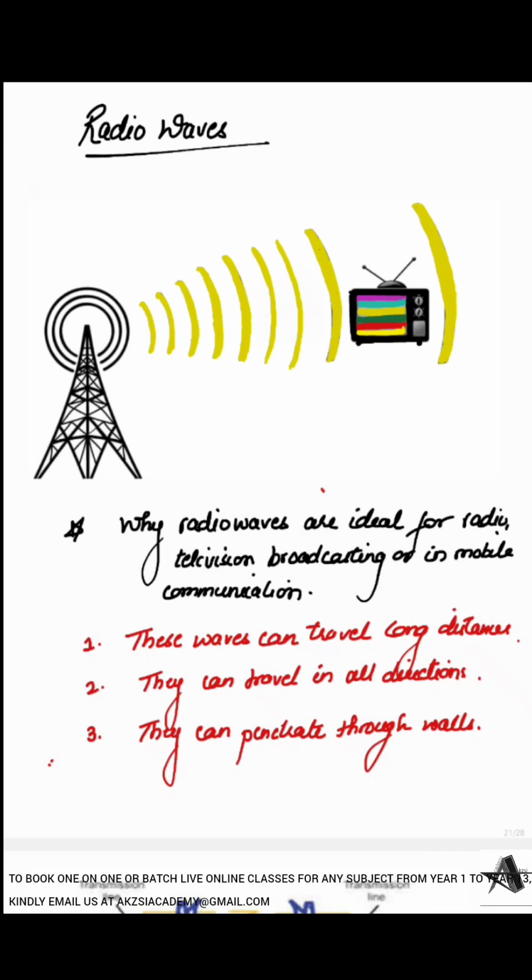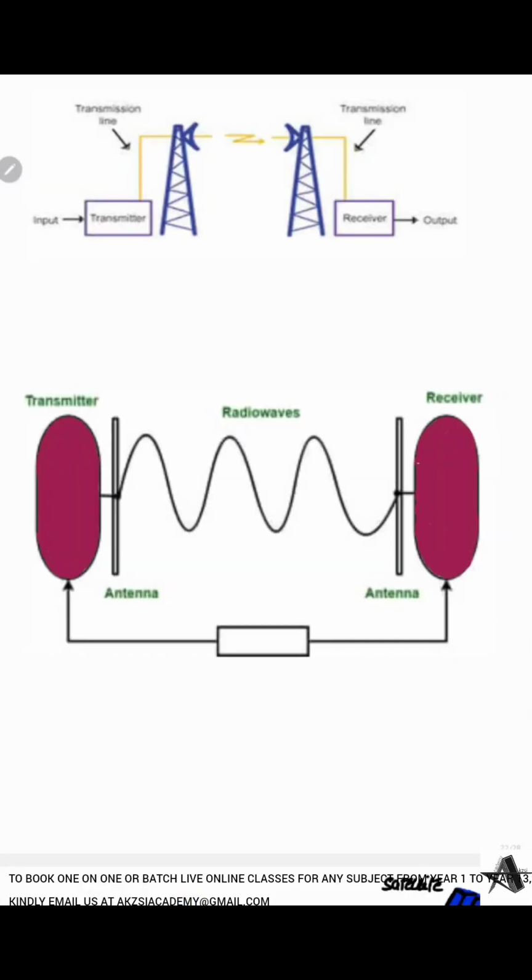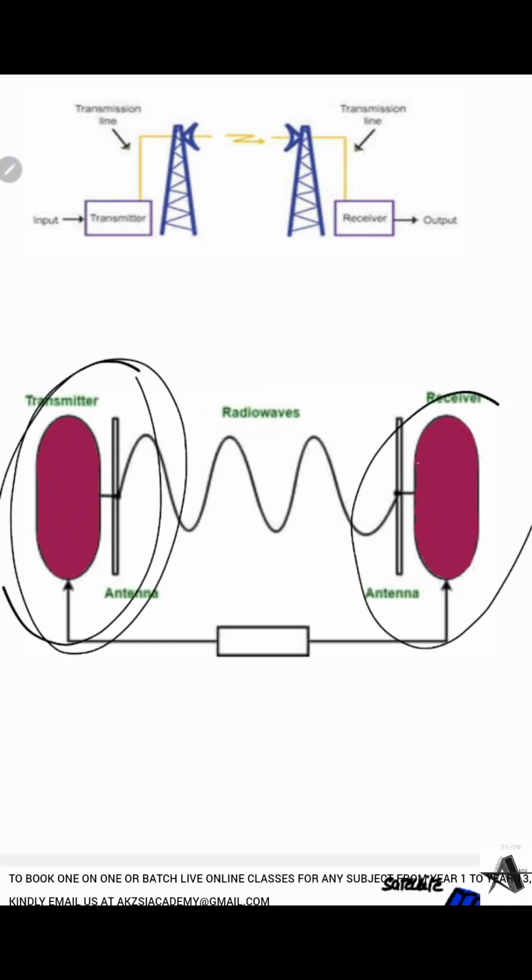That is where I'll be discussing the transmission, how the radio waves are produced and how they reach the different parts. This diagram will give you an idea of how radio waves are generated artificially or by men. Here it's a transmitter and here it's a receiver. So what happens is, radio waves are generated artificially by the transmitters and received by the antennas or the radio receivers. How are they generated?